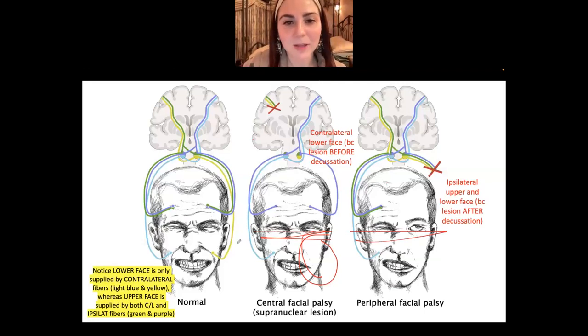A lot of people ask, well, if it's contralateral and ipsilateral, and you take out this green section, why is the upper face fine in this instance? Because remember, it has these fibers from the ipsilateral cranial nerve 7. So it can kind of take over. You won't see a defect at all. It's almost like a backup that it has, contralateral and ipsilateral.